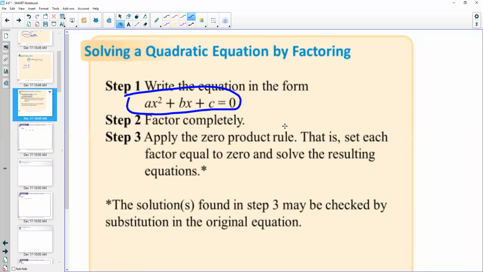Ooh, that just moved the whole thing. When we're talking about the original equation, we're talking about the one before you rewrote it, the one printed on your page. Because if you rewrote it wrong or something went wrong somewhere in between, you won't know when you check if you don't check in the original equation.